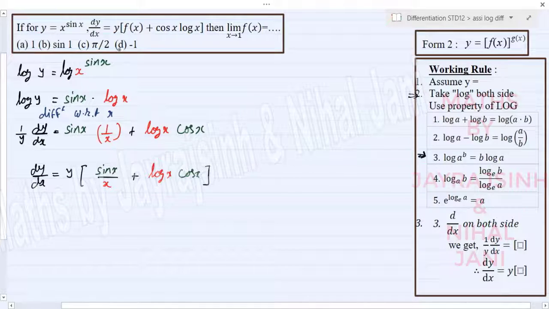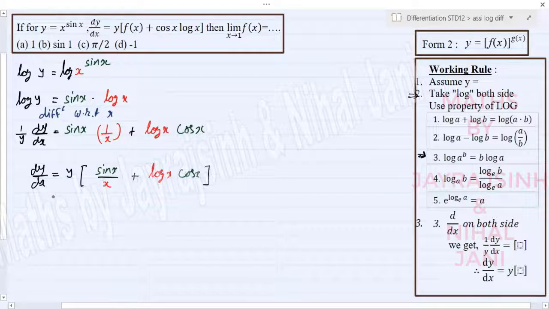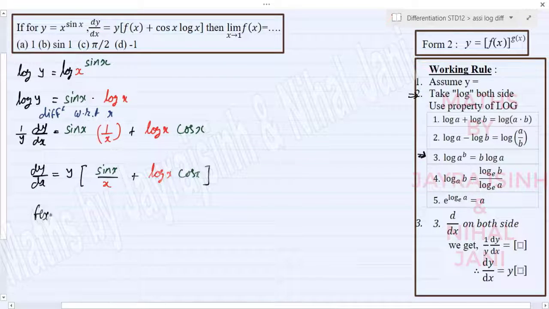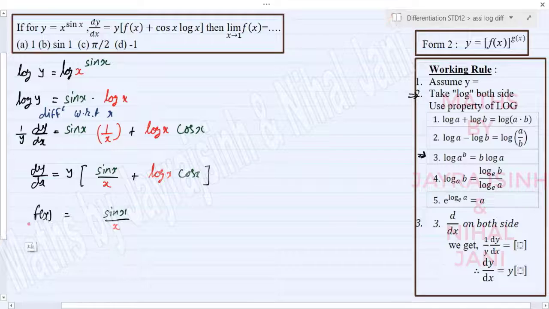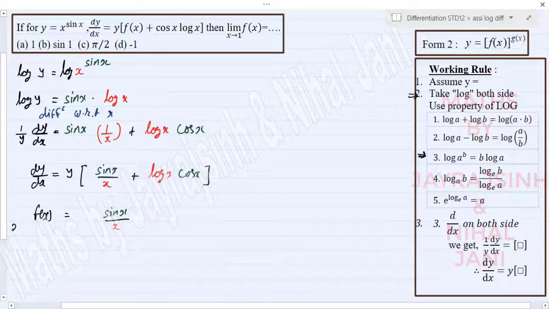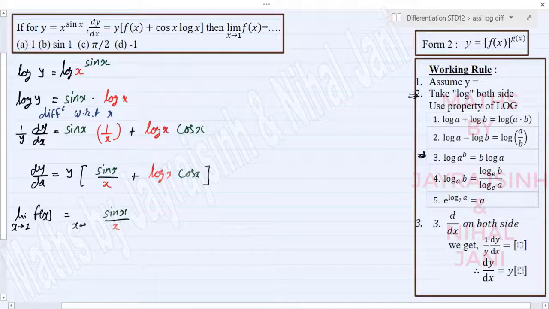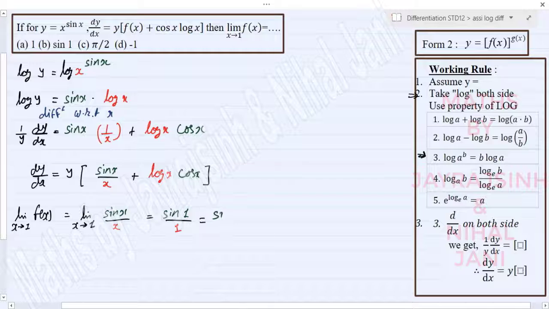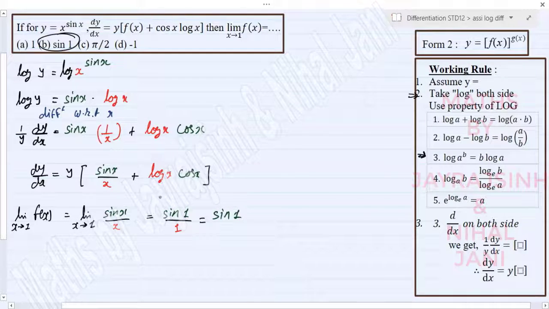If we compare with the right hand side of dy by dx given in the question, we get f(x) is equal to sin x by x. But we need to find limit x tends to 1 of f(x). Actually, we have to find limit x tends to 1 of sin x by x. Let's apply the limit and we will get sin 1 upon 1, or we can say sin 1 is our final answer, which is given in B. Ta-da!